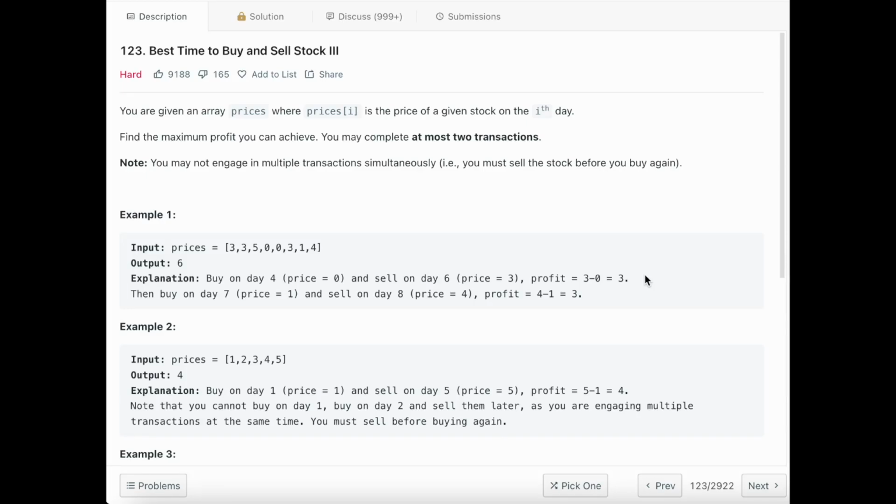Hi guys, today let's discuss LeetCode question 123, Best Time to Buy and Sell Stock III. This is going to be a proper dynamic programming question. The understanding that you gain from this question will be helpful to solve many such dynamic programming questions.